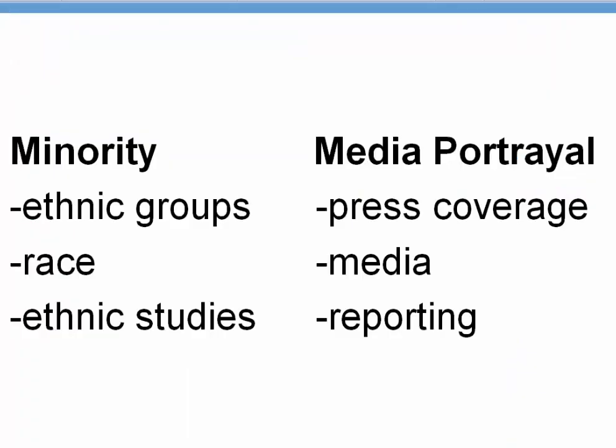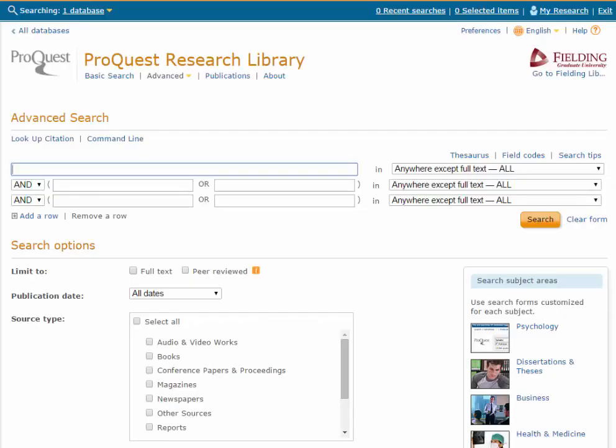Today, let's imagine that our research topic has to do with the media portrayal of minorities. And here in this slide you can see that I've done the work of brainstorming some keywords for each of my major terms. So for minority, I thought of some synonyms such as ethnic groups, race, ethnic studies. And for media portrayal, I thought of synonyms such as press coverage, media, and reporting. So if I was just using keywords, I might plug some of them into the database like so. So here's minority and media portrayal, and I could see what kind of results I get.